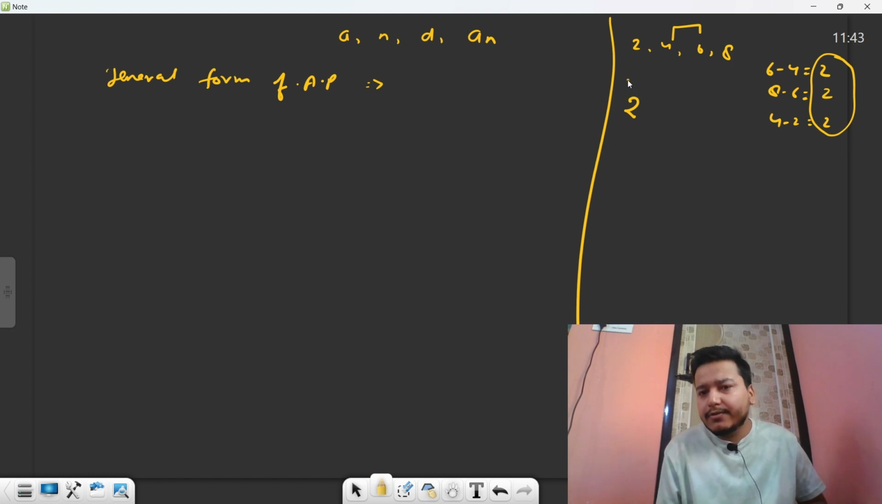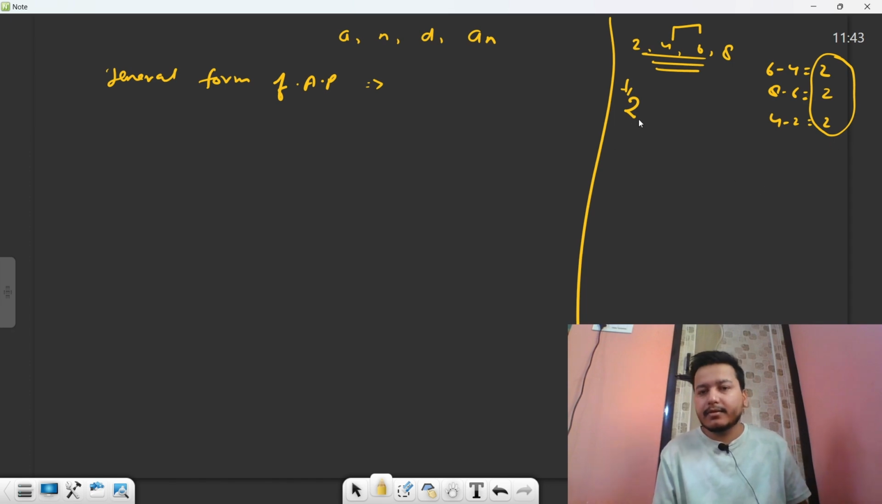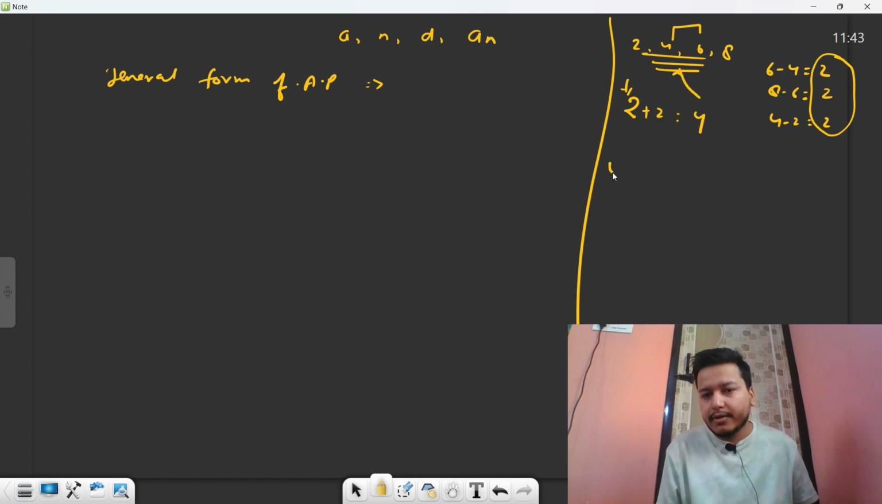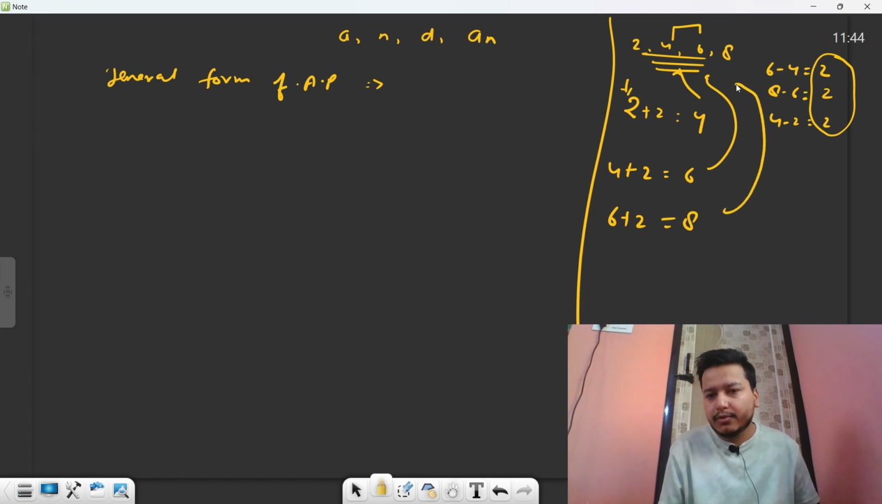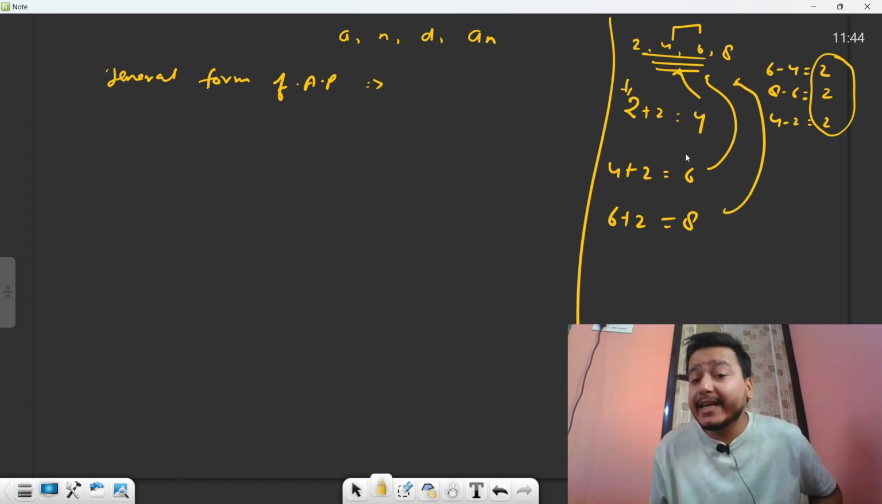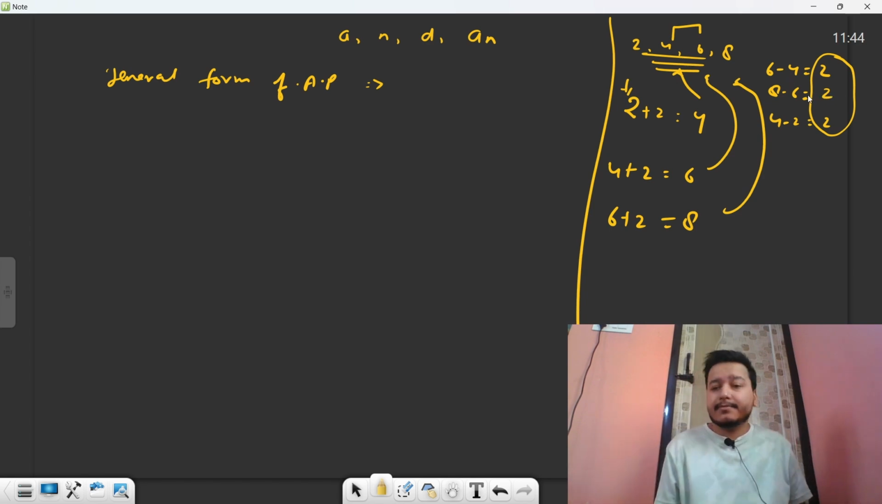So if we have only the first term and we have d, how can we find the AP? We will find the AP by just adding the difference to every term. The first term is 2. If you add 2 plus 2, it will come 4. If we add 2 again, it will become the third term. If we add 2 again, we will get the fourth term. So we are getting an AP by just adding the difference to any term.